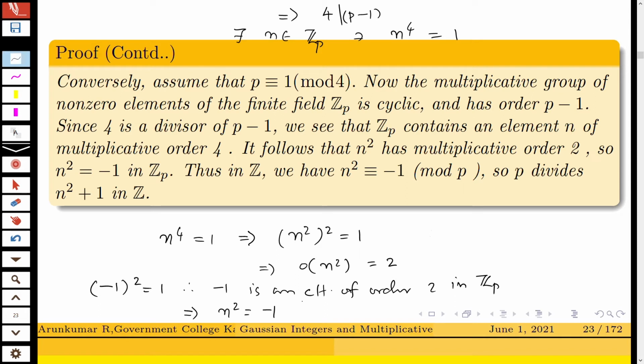Therefore, n square is congruent to minus 1 mod p. So p divides n square plus 1. So this implies n square is congruent to minus 1 mod p implies n square plus 1 is divisible by p, or p divides n square plus 1. So p divides n square plus 1 in Z.